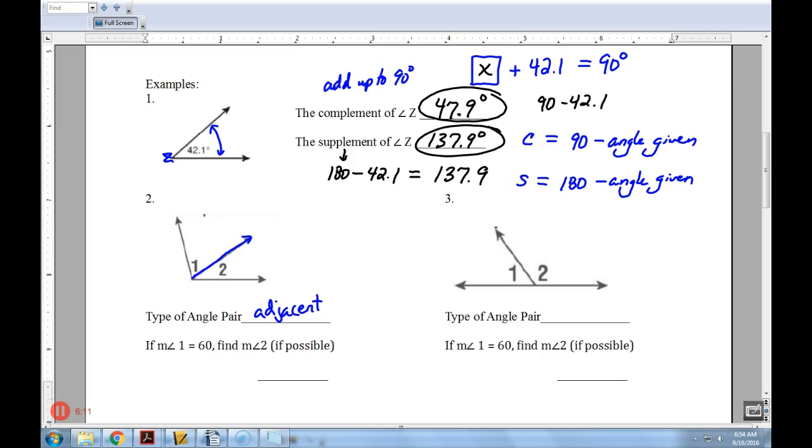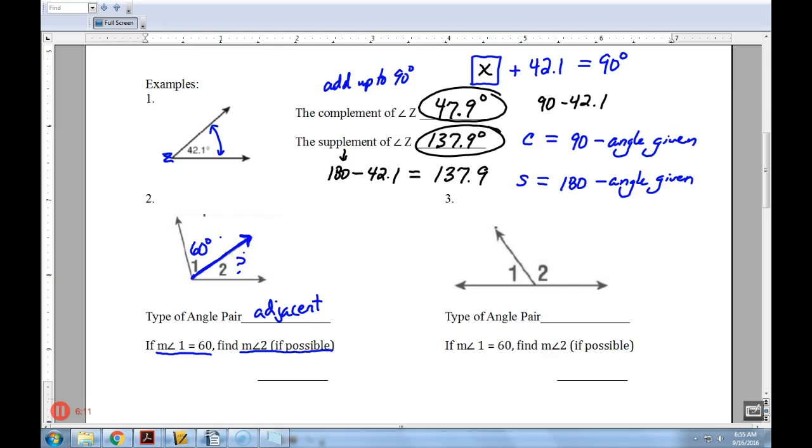But down here they give me a little extra piece of info. They say the measure of angle 1 is 60 degrees. So immediately I label my picture, 60 degrees. And then it says find the measure of angle 2 if possible. Well, I really have no idea what angle 2 is. I cannot say these two angles are equal because there are no arc marks there to tell me that they're equal. They didn't tell me that the blue ray right here was a bisector.